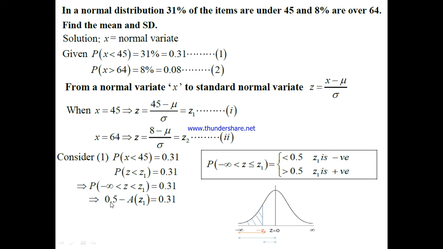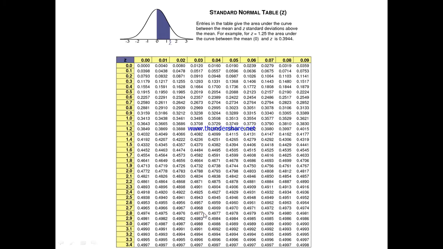So it is 0.5 minus the area bounded by minus Z1 to 0 or 0 to Z1, or simply we can consider that as A of Z1. So A of Z1 is 0.19. And now from this, how to find the value for Z1? Already we know how to find the value, that is A of Z values, by using our distribution table.